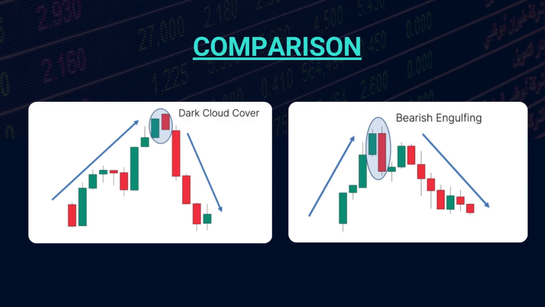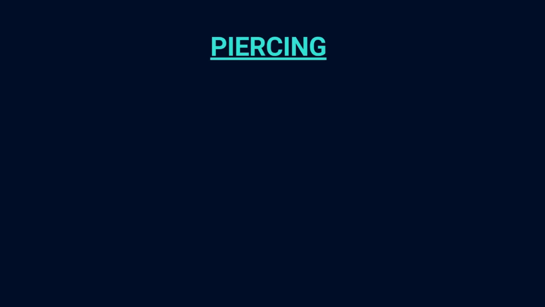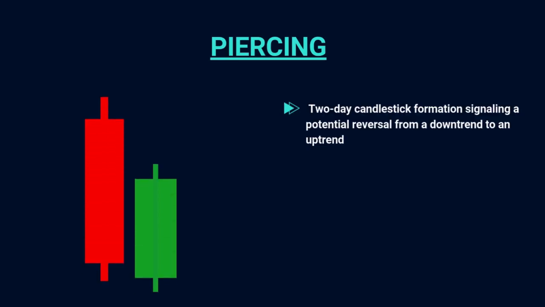As always, the dark cloud cover candlestick pattern should not be used in isolation. It must be combined with other triggers and technical analysis tools. Most traders consider the dark cloud cover pattern useful only if it occurs following an uptrend or an overall rise in price. A piercing pattern is a 2-day candlestick formation, signaling a potential reversal from a downtrend to an uptrend.